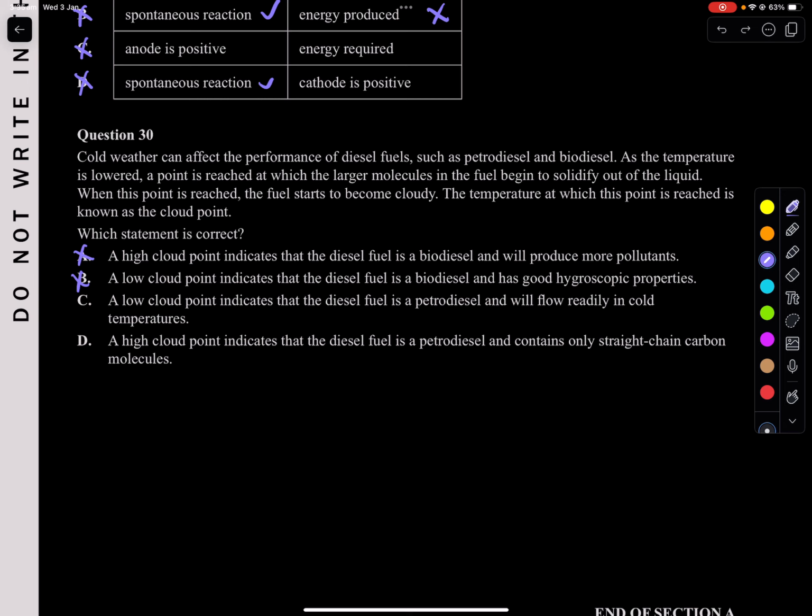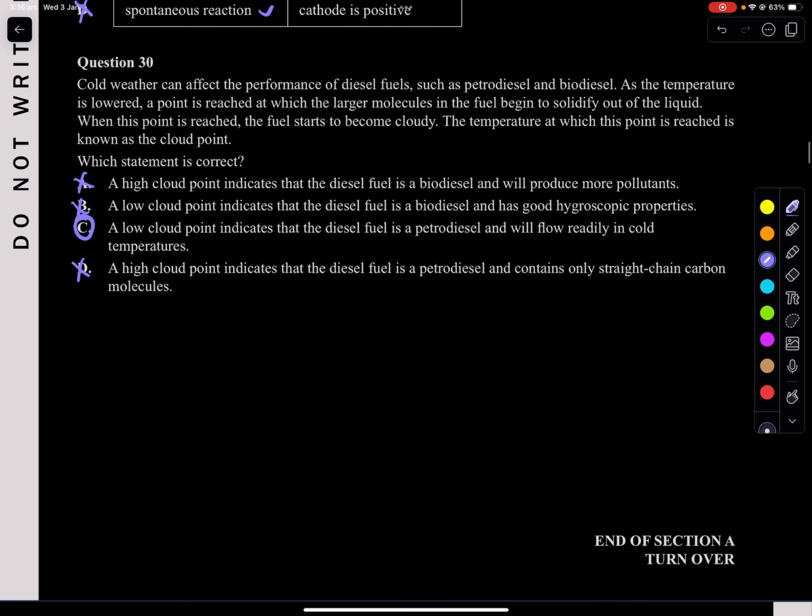C, a low cloud point indicates that the diesel fuel is petrodiesel, and will flow readily, so easily in cold temperatures. Yes, petrodiesel tends to flow easily in cold temperatures, because it only consists of dispersion forces, whereas biodiesel has an ester group, so it has what we call dipole-dipole forces. So C looks very good. I would put C as your answer. What about D? A high cloud point indicates that the diesel fuel is a petrodiesel. Wrong. Remember, a high cloud point would probably indicate that it is a biodiesel. So 30 is C.